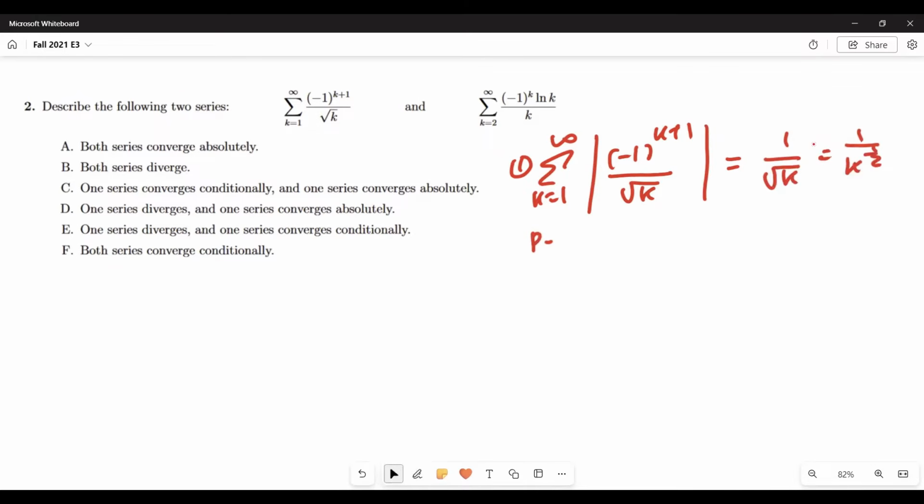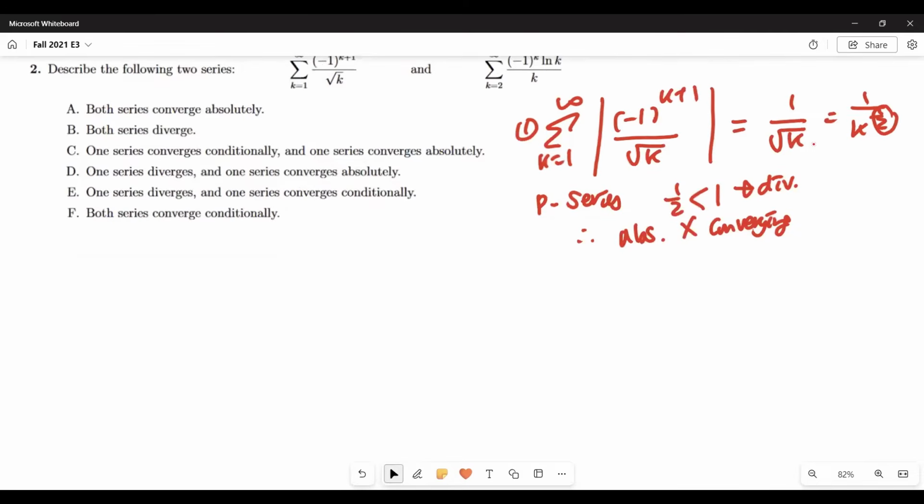And if you remember the p-series test, if the p value, which is the denominator power, is greater than 1, it's converging. But this is 1/2, it's not greater than 1, it's less than 1, so it's going to be diverging. That means it's not absolutely converging, but we don't know yet whether it's converging conditionally. So now let's check whether it's converging conditionally. So it's the sum from k equals 1 to infinity of negative 1 to the k plus 1 over square root of k. Okay, not an absolute value, the AST, the alternating series test. So it's going to be 1 over square root of k.